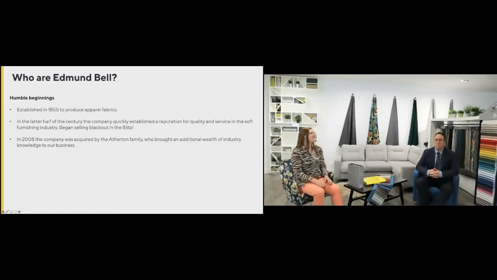Absolutely. So who are Edmund Bell, I suppose? Edmund Bell's actually been around since 1855, believe it or not. We started out producing apparel fabrics, the liners for inside of your suits. And then, of course, we went on to curtain linings as well, which has been a really big part of the business for a very long time. However, it was really in the Second World War that we started making blackouts and moving into more the contract side of things as well.